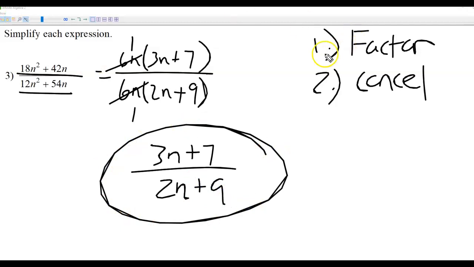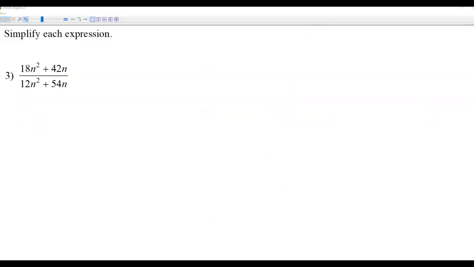So factor and cancel. Now just know that factoring sometimes could be different from one problem to another. These are both GCF problems, but don't forget, you could also have the box method if you have 3 terms, or it could be a difference of squares. Just keep those factoring strategies in mind. They could pop up.